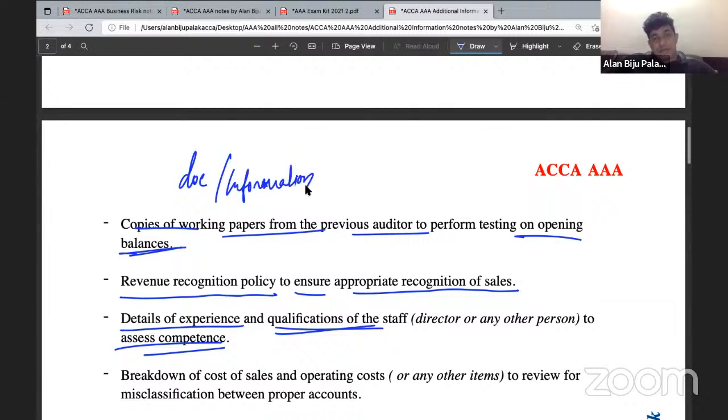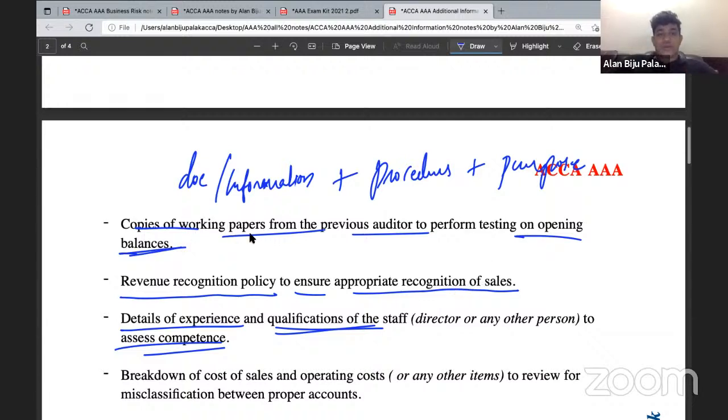You will be required some set of documents or information. Plus you will be doing some set of procedures here. Plus you will be having some sort of purpose here. So this is how you need to write the additional information. Document: here, the revenue recognition policy is the document. Procedure: you're ensuring something. What you're ensuring, your purpose is to understand whether sales are being appropriately recognized.